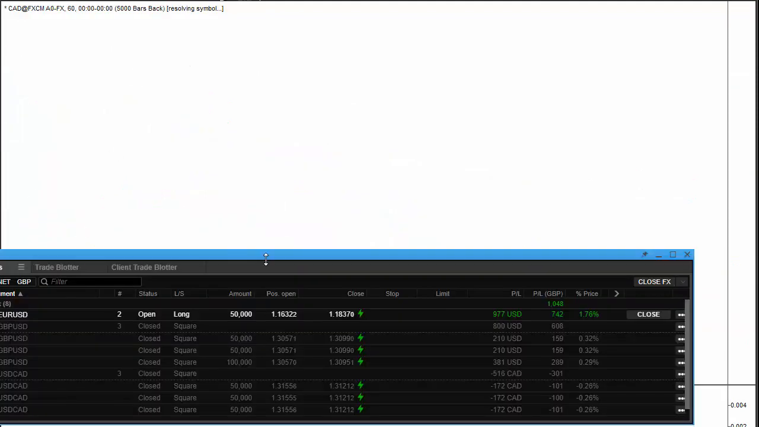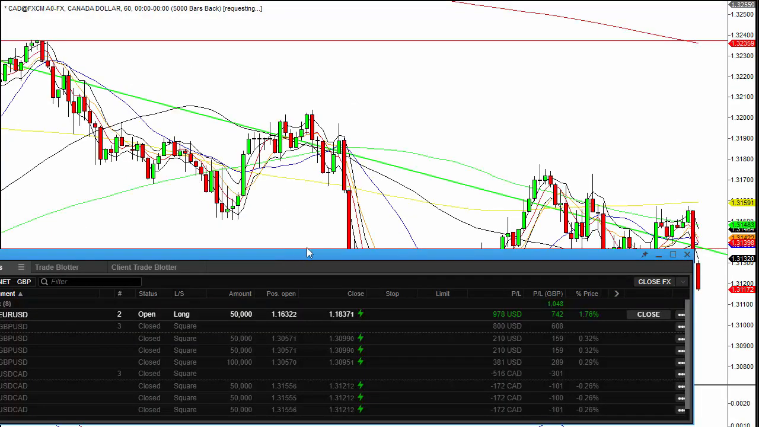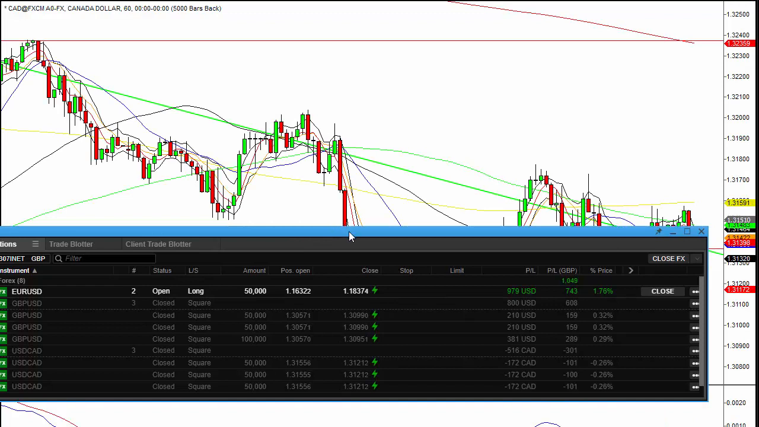So let's have a look at the end result. Hopefully you can see this. So it was minus 300 on dollar CAD and 608 on the cable. So it was exactly what I said would hopefully happen. One trade would work out, one wouldn't. So a net £300 for the day.